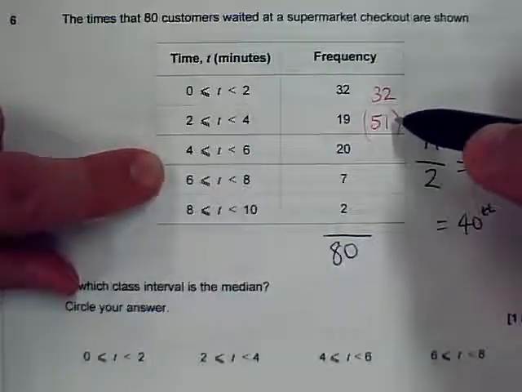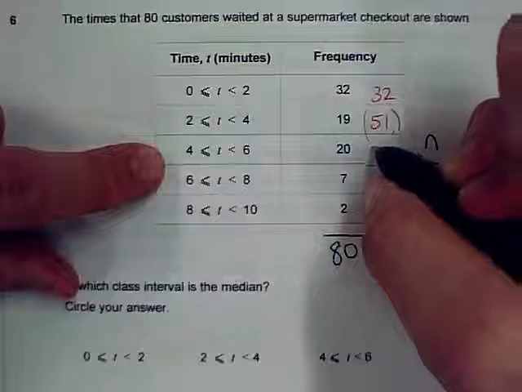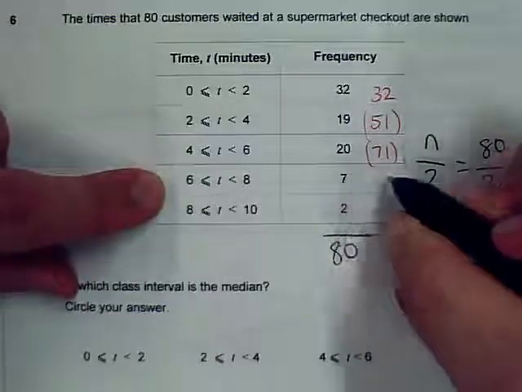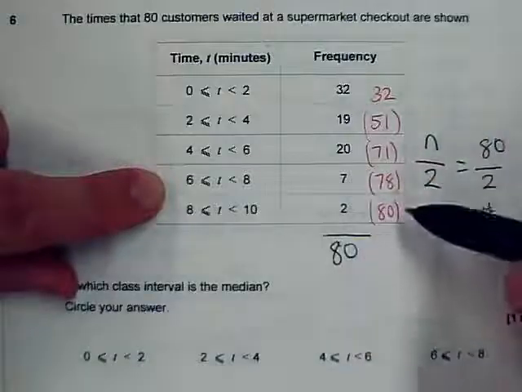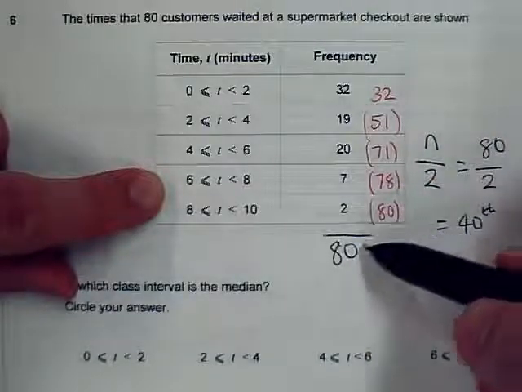And we could continue if we wanted to. So if we added 20, we get 71. Add 7, we get 78. Add 2 gives us 80. This is a good way of checking because that should give you the total.